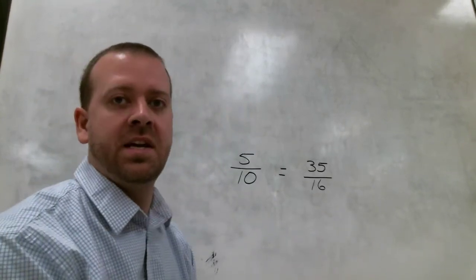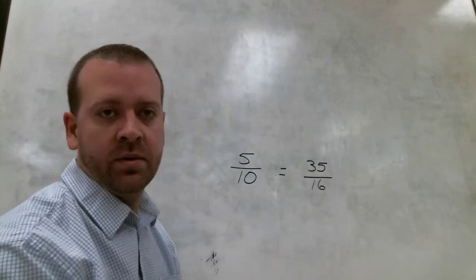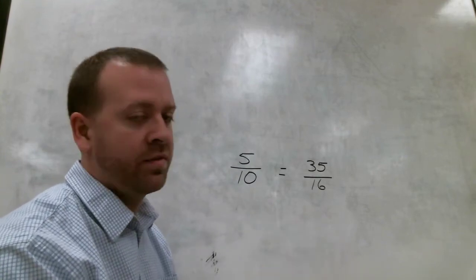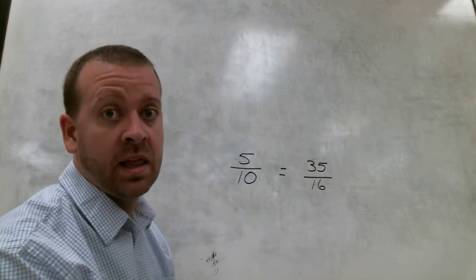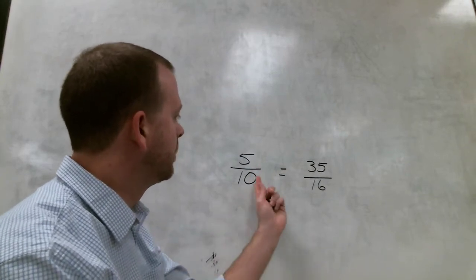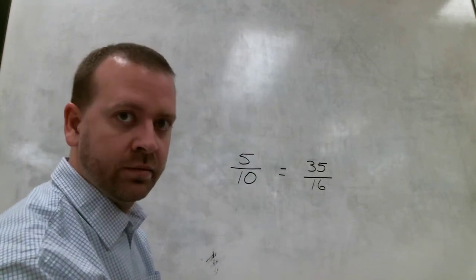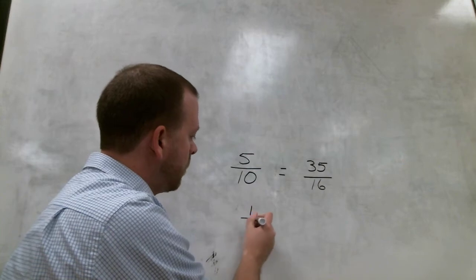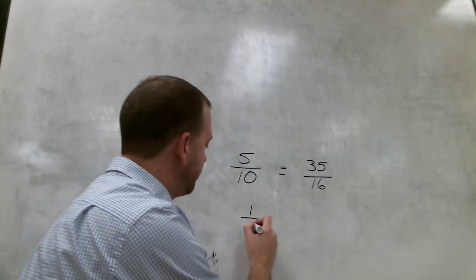And 35 to 16. Now, are these equivalent ratios? So what you have to do is simplify both of them or get them to be alike. Okay? So if we simplify this one, what can go into both of those? Well, 5 can go into both of those. So if I divide this by 5, I get 1. This by 5, I get 2.